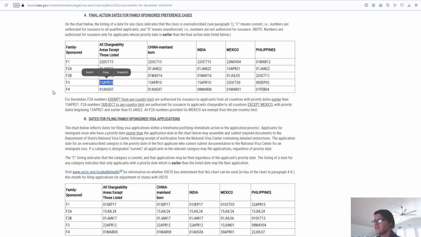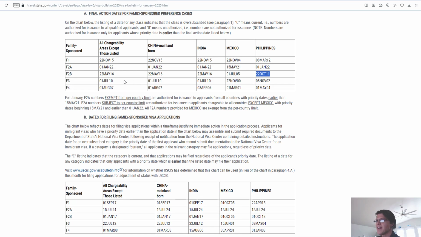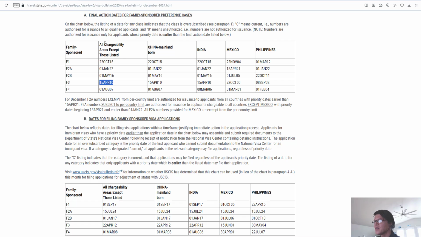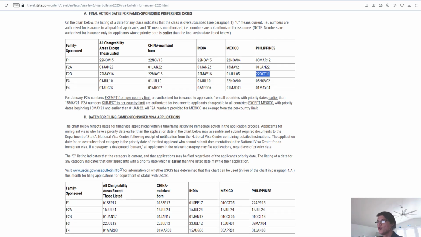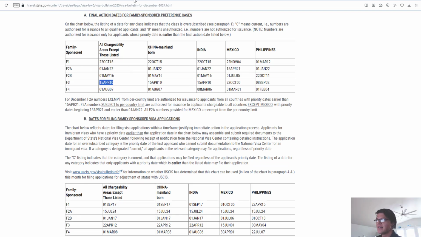We have April 15th, 2010. Let's see what's going on. Okay, we have some movement. So from April 15th, we have April, May, June, July. Wow, so we got pretty good movement for F3 category for all chargeability area. What, like 2.5 months from April 15th to July 1st. Good stuff. That's the kind of movement we want to see. That means we are catching up in a certain category.